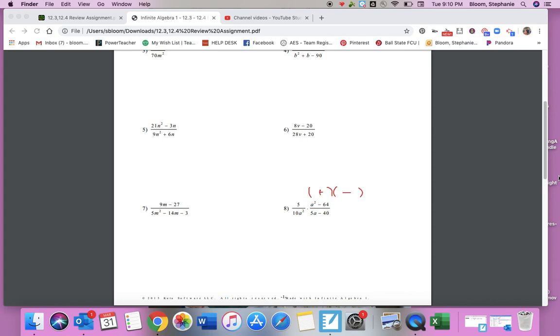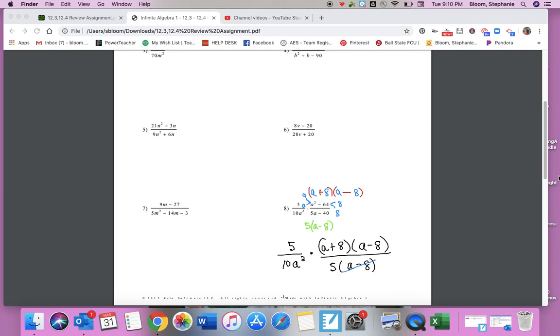And I'm looking for 2 things that are the same that multiply to give me a squared. Well, that's a and a. Two things that are the same that multiply to give me 64 would be 8 and 8. Okay? And then on the bottom here, this has a common factor of 5. So I'm going to take out that 5, and I would be left with a minus 8. So I'm going to go ahead and rewrite this. So I have 5 over 10a squared times a plus 8 times a minus 8 over 5 times a minus 8.